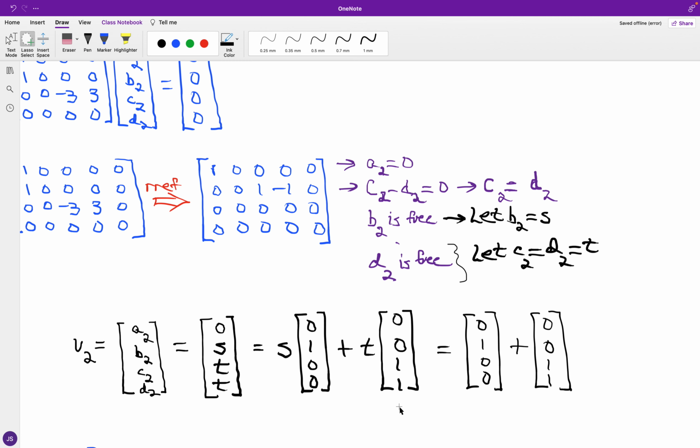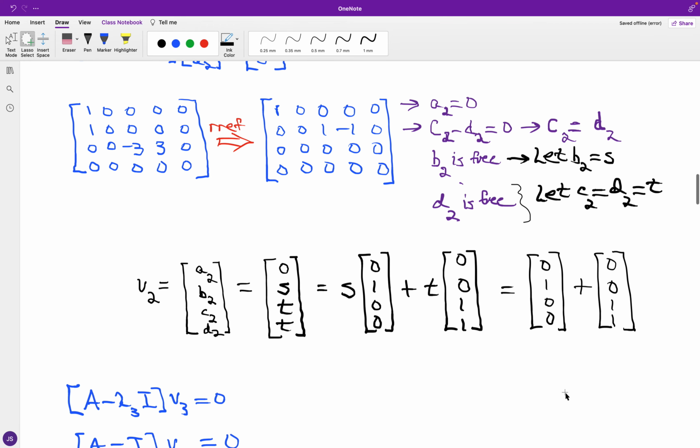And for what we have with the 4 by 1 matrices factored out and using the bases, in this case, we can say that we have v sub 2 equal to 0, 1, 0, 0, from letting s be equal to 1, and then plus 0, 0, 1, 1, upon letting t also be equal to 1.